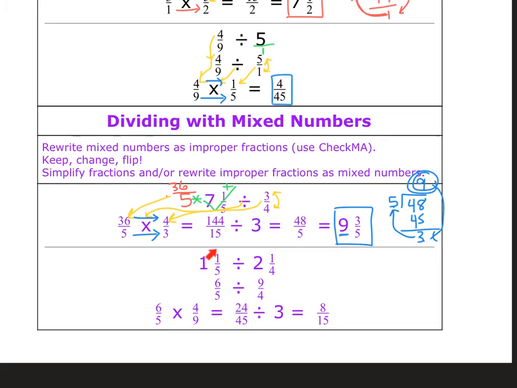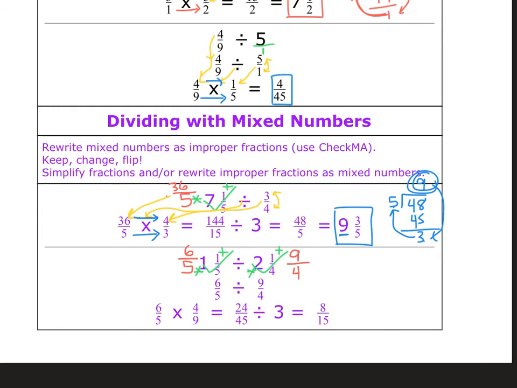Okay, last one. Now we have a double mixed number. We have 1 1/5 divided by 2 1/4. Now both of those need to be changed to improper fractions first. We'll do the check mark, right? Multiply here, add there, multiply, and add. Okay, so when I do that, I will end up with 1 times 5, which is 5, plus 1 is 6, so 6 over 5 for this one. So I'd write it off to the side here, 6 over 5. My other fraction is going to be 2 times 4, which is 8. 8 plus 1 is 9, so this will be 9 over 4.